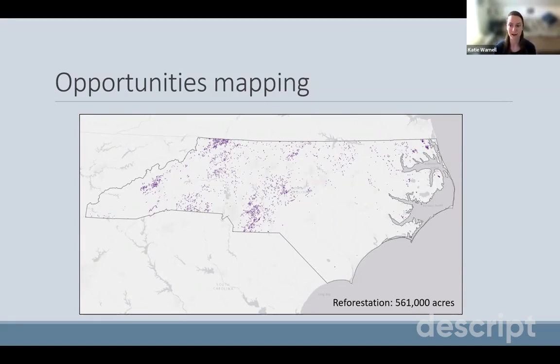And then we also eliminated any patches of reforestation areas that were less than 10 acres, just because of the feasibility of doing those really small projects. So you end up here with just over 500,000 acres of opportunity for reforestation.